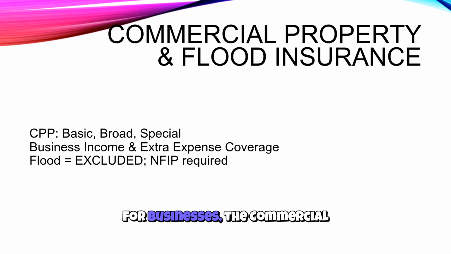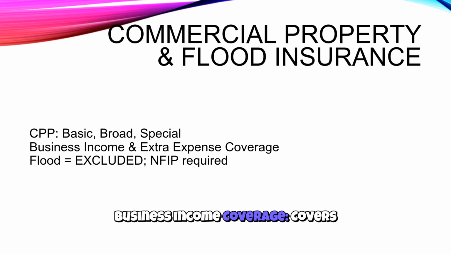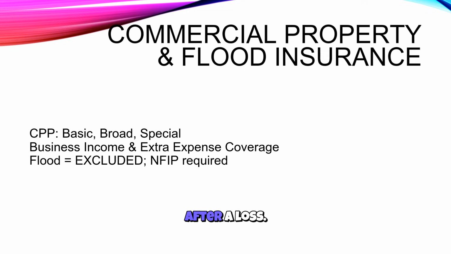For businesses, the commercial property policy is key. It's composed of several parts, including the causes of loss forms: basic, broad (same perils as the DP forms), and special (open peril). Business income coverage covers the loss of income a business suffers after a direct physical loss. Extra expense coverage covers the extra costs to keep a business running after a loss.